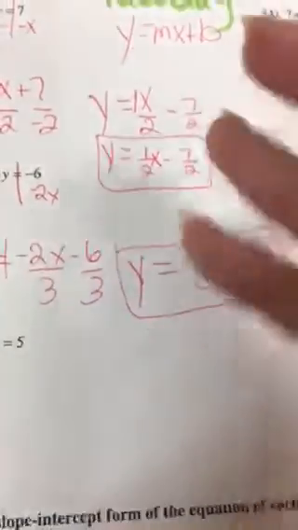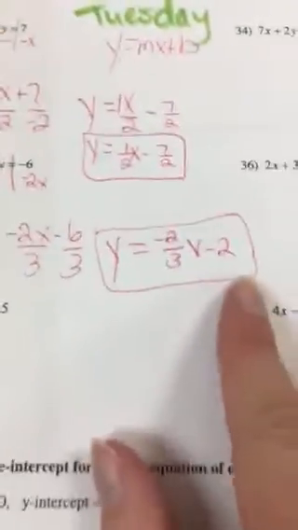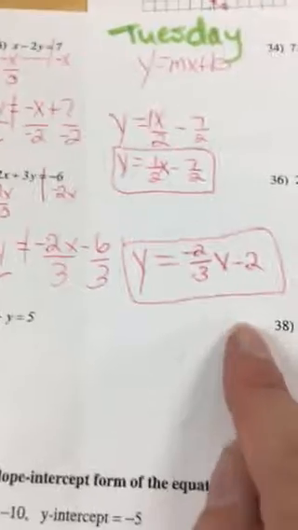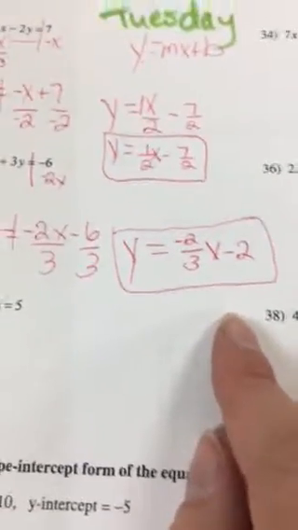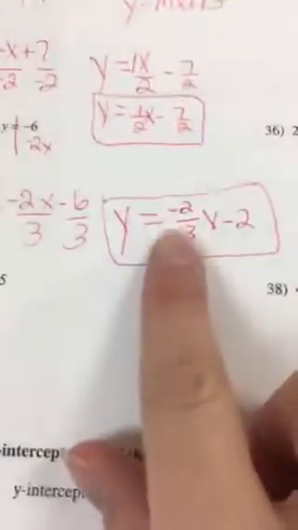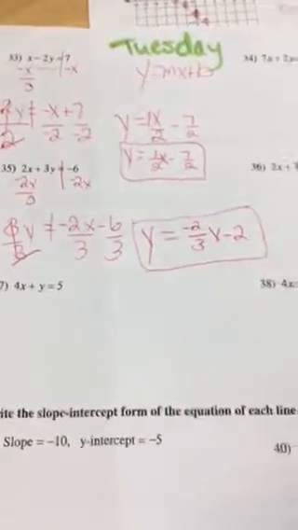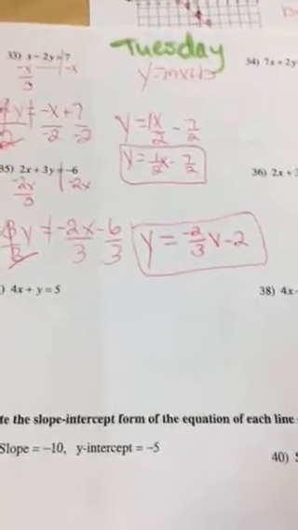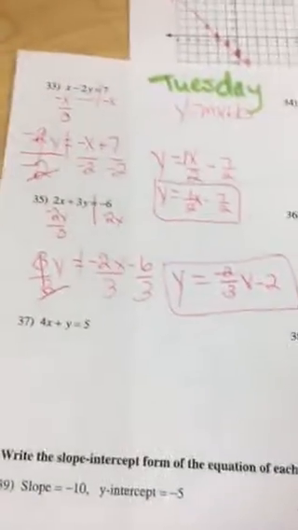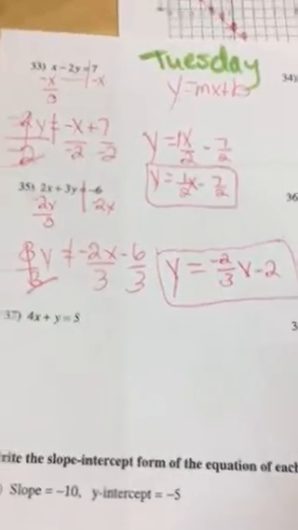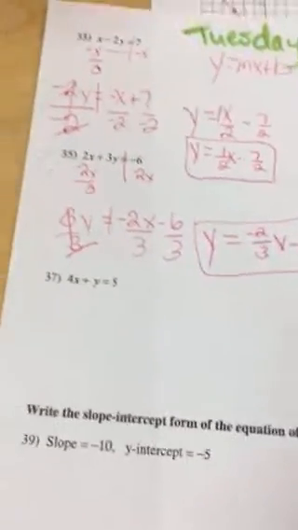And the reason it's called slope-intercept form is because just by looking at this, I know the slope and I know the y-intercept. I know the slope is negative 2/3. I know the y-intercept is negative 2. Now please try 36, 37, 38 by yourself. When you're finished, get up and check the key. If you have any questions, please let your teacher know.